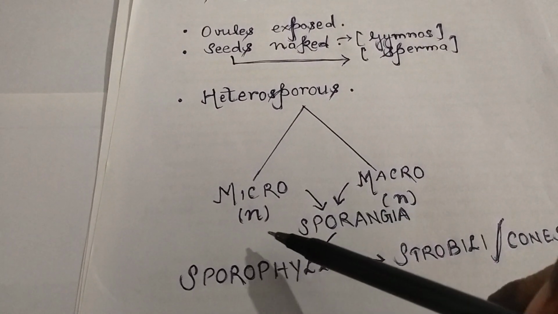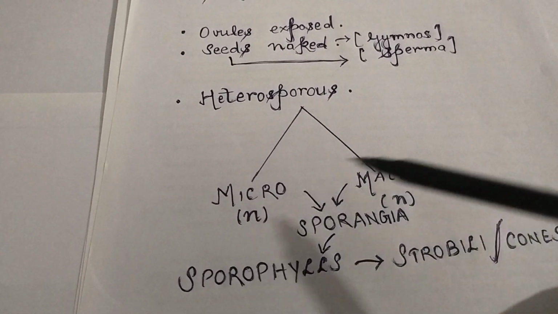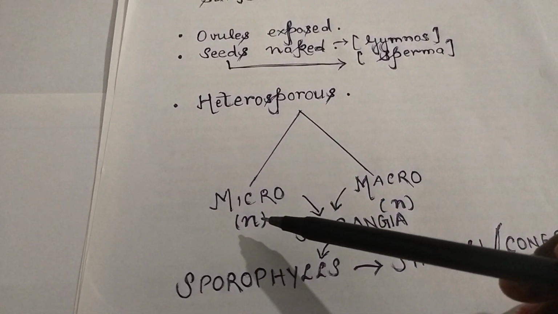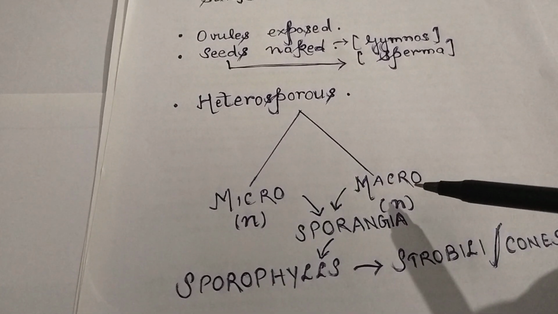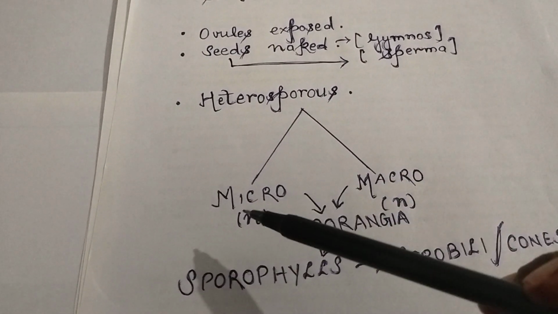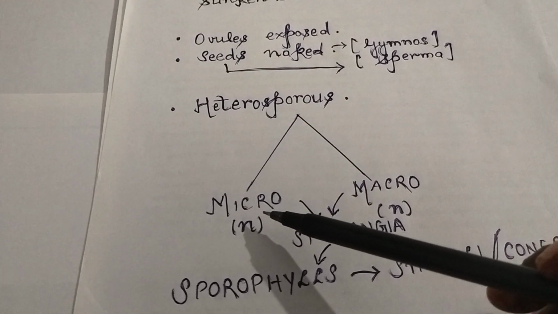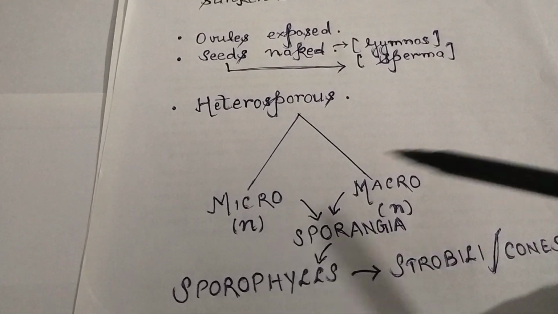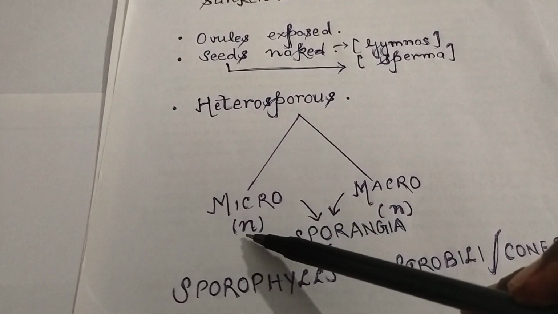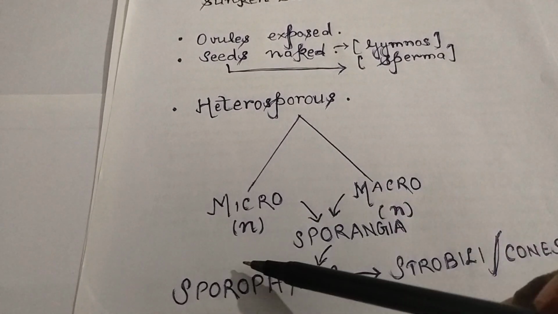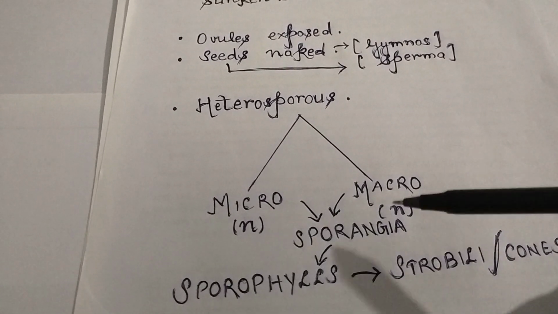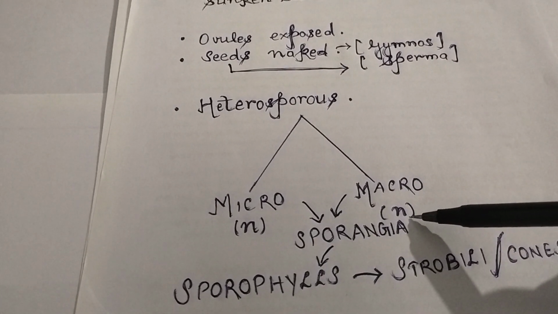What are those two kinds of spores? Microspores and macrospores. Alright? Micro means small and macro means big, larger. Two different kinds of spores are present. They are different in size. One is small, called micro, and the other is large, big, that is called macro. And both these spores, microspores and macrospores, are n in number. That means haploid in number.